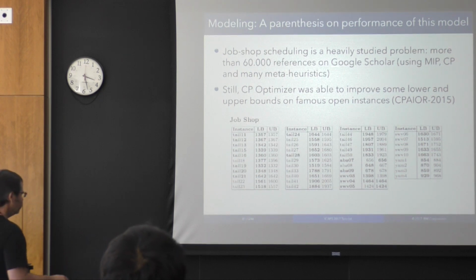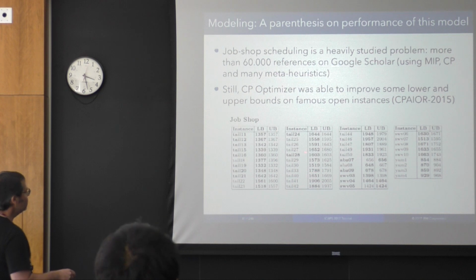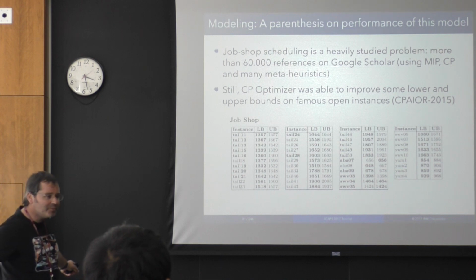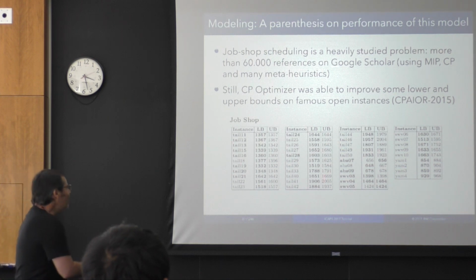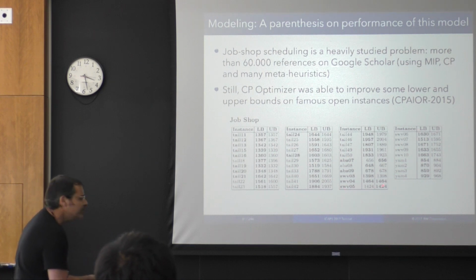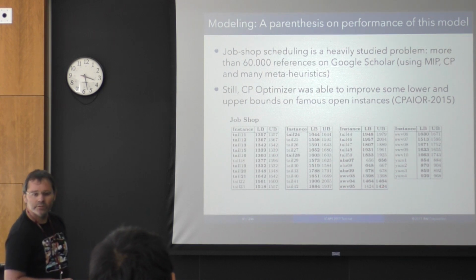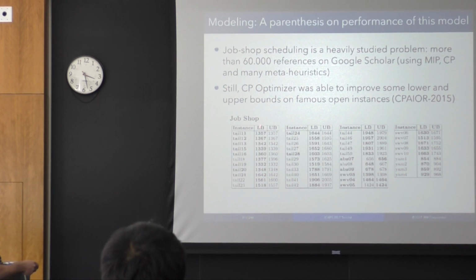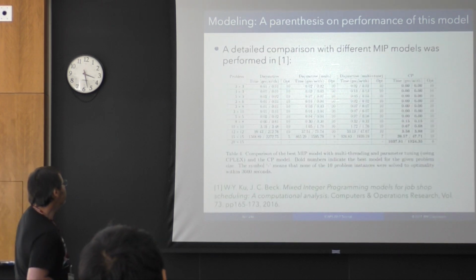For many of these instances we have the upper bound, because there have been so many metaheuristics working on the problem that the upper bounds are quite often the optimal ones, except maybe a couple of cases where we were able to improve the upper bound. But because CP Optimizer is complete, we were also able to improve lower bounds and close a number of problems.